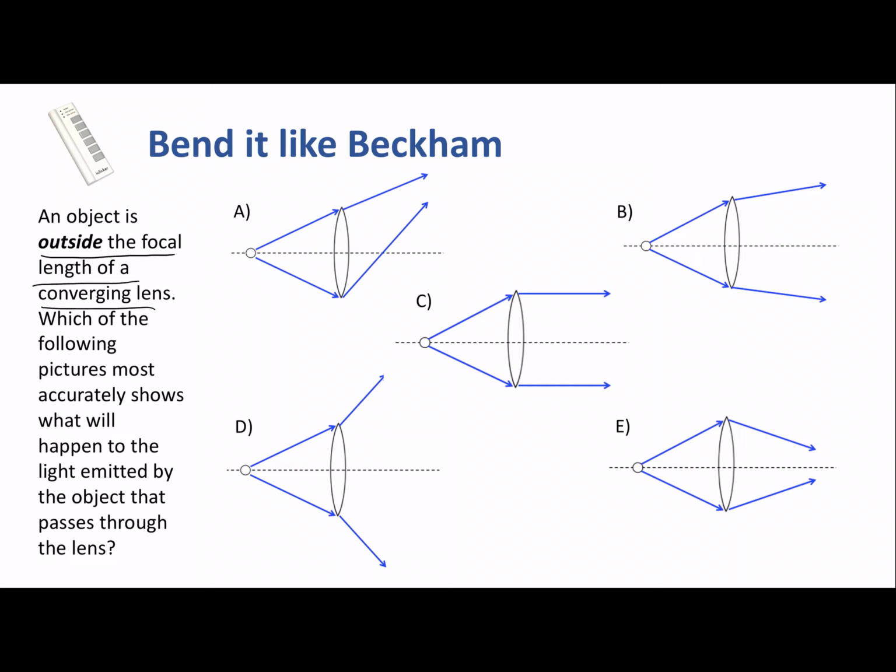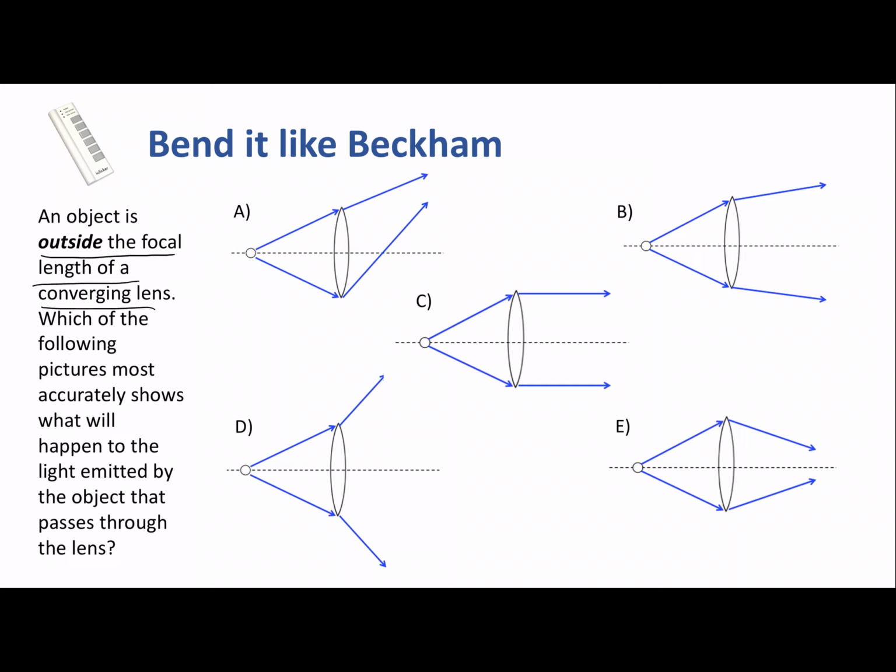Which of the following pictures best represents what's going to happen to light emitted by that object? Now, again, we're just picking out two rays out of the many rays that this object is emitting. These are just two of them. We can draw many, many more, but they should give you some sense of what's happening to the light that's coming off that object once it passes through the lens.